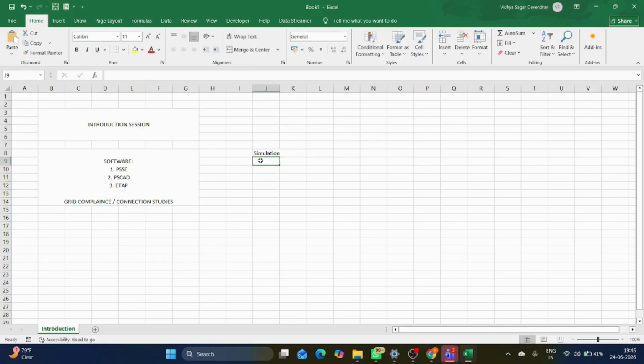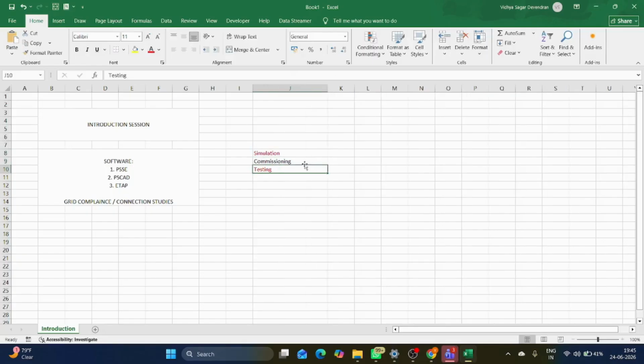Then the second step is commissioning. Once the simulation is approved, we go for commissioning, and the third step is called testing. That means your simulation result and your testing result should match each other. If that is done, then it is fine. Now, let us say this is phase one, or maybe phase two or phase three. Let us consider there is no phase three.